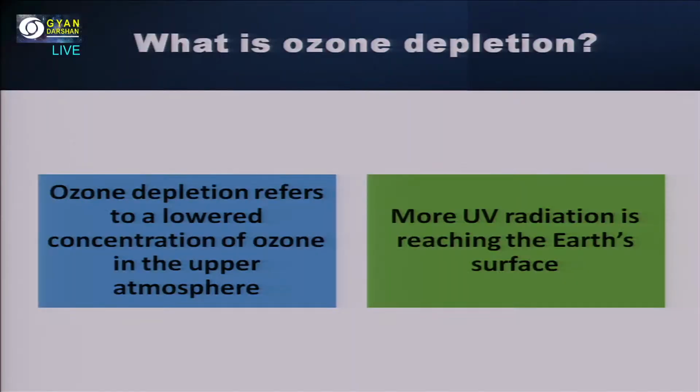Now the question is, what is ozone depletion? This was also called the ozone hole. It is not an ozone hole, basically it is ozone depletion. This is the lowered concentration of ozone in the stratosphere, and what is the consequence of this? You have more harmful UV radiation reaching the earth if you have a lower concentration.